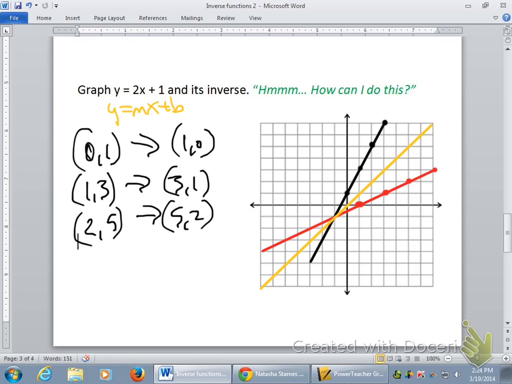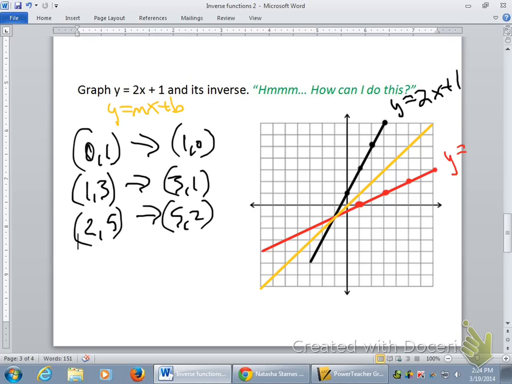Now what's the one thing I don't know though? Can anybody tell me the equation for that red line? I have the equation for the black line. The black line was given to me as y equals 2x plus 1. I wish I knew the actual inverse of it.